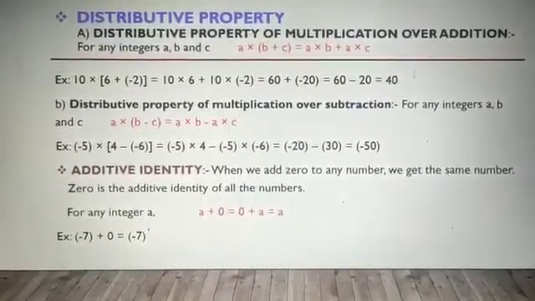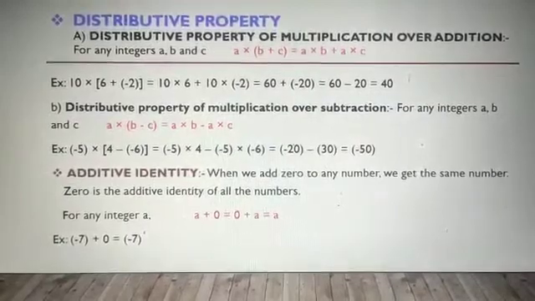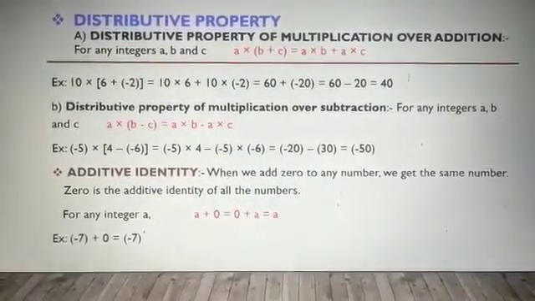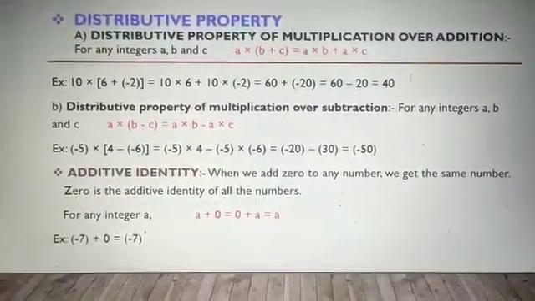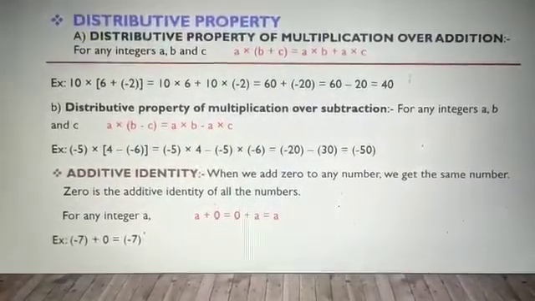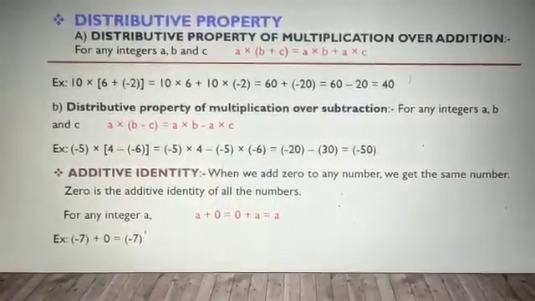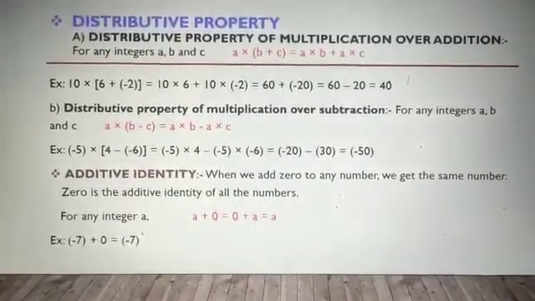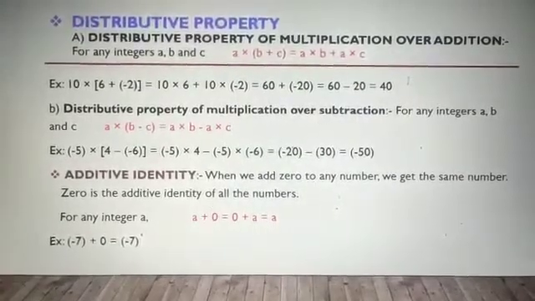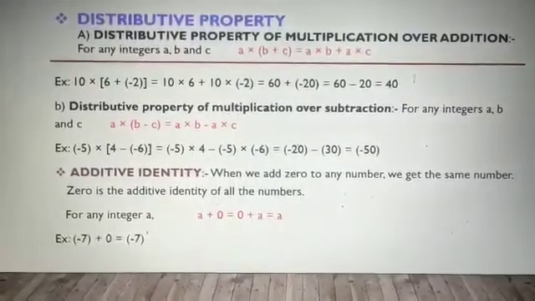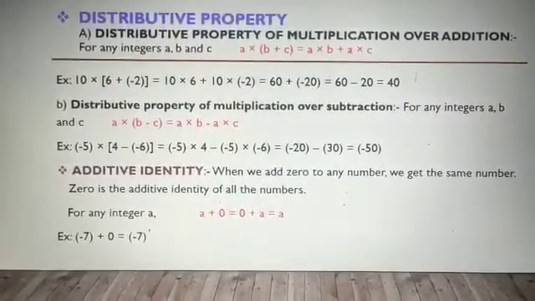So now what we are doing here, we are distributing a to b as well as to c. That is why it becomes a into b plus a into c. So now I have taken one example, 10 into 6 plus minus 2. So we are going to distribute 10 to 6 as well as to minus 2. And after simplifying, we get the answer as 40.